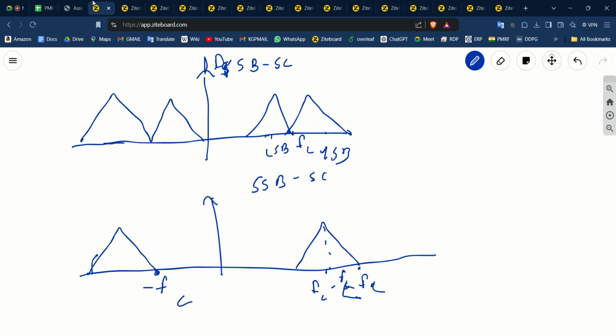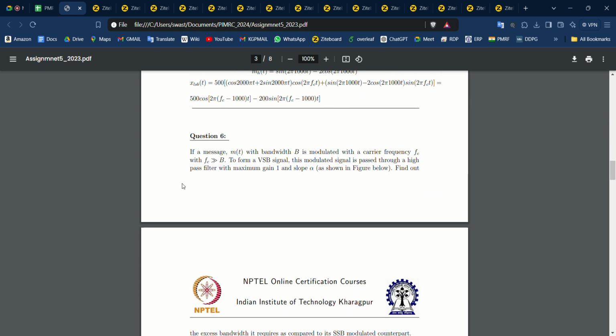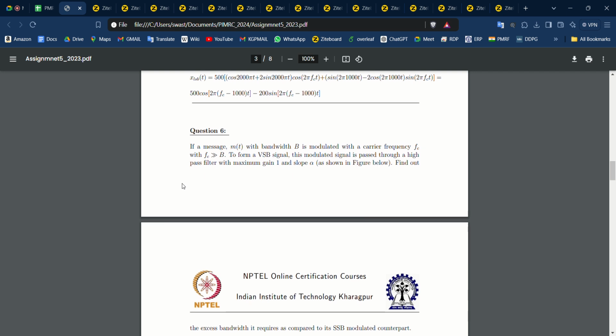Option C. Cos a minus b minus 2 sin a minus b. Now, question number 6. If a message m(t) with bandwidth B is modulated with a carrier frequency fc, with fc much greater than B, to form a VSB signal, this modulated signal is passed through a high pass filter with maximum gain 1 and slope alpha.